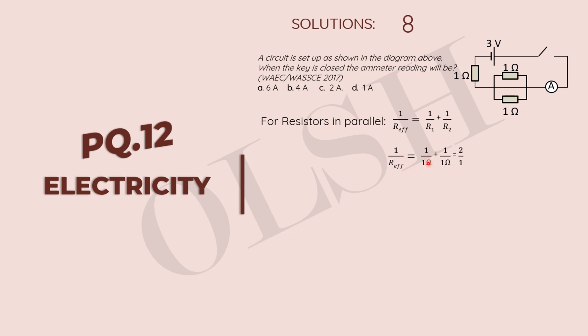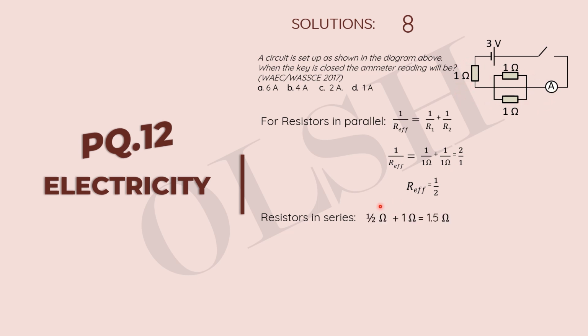So we have 1 over R1 plus 1 over R2 equal to 1 over R equivalent, R effective. If we do this, we're going to have this to be 2 over 1. So it automatically means we'll have to find the inverse of both sides to have R effective equal to 1 over 2. So now we have to find the total resistance of the resistors in this circuit.